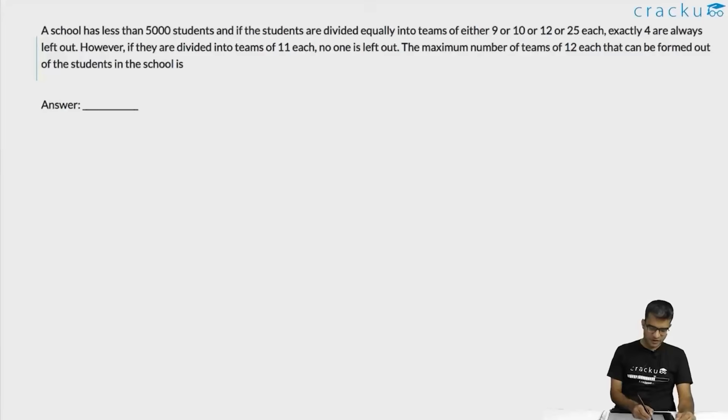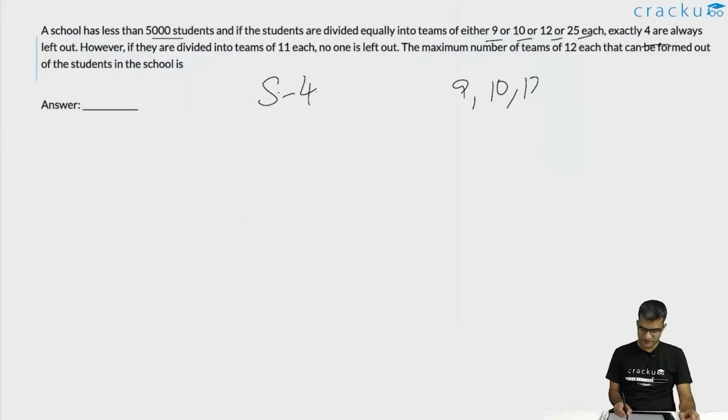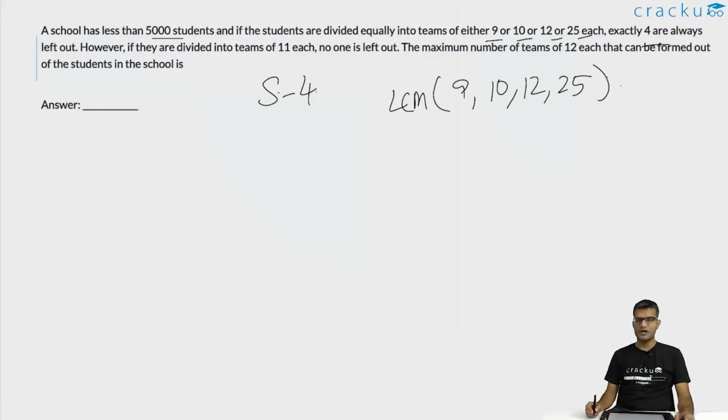In this question, we are told that there is a school which has less than 5,000 students. And if the number of students are divided equally into either 9 or 10 or 12 or 25 teams, then there are exactly 4 which are always left. So what this means is, if you assume that the number of students is equal to S, and if you deduct 4 from S, that is S minus 4, S minus 4 is a multiple of 9, it is a multiple of 10, it is a multiple of 12, it is a multiple of 25. So S minus 4 is a multiple of the LCM of 9, 10, 12 and 25.